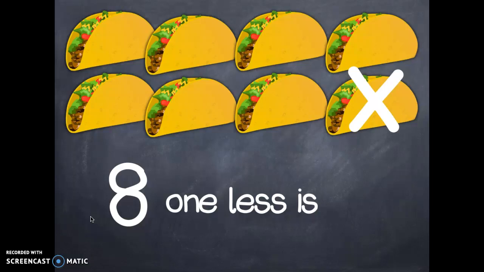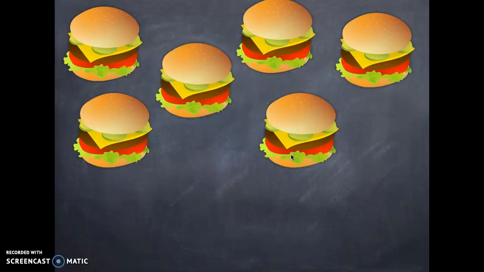Okay, so if we take one away, how many tacos do we have left? Well, our model can help us figure it out because our X means that that one's not there anymore. So we just have to count the ones that are not X'd out. 1, 2, 3, 4, 5, 6, 7. So I could say 8 and 1 less is 7. See how our good model shows that thinking? We're so good. All right, let's try another one.